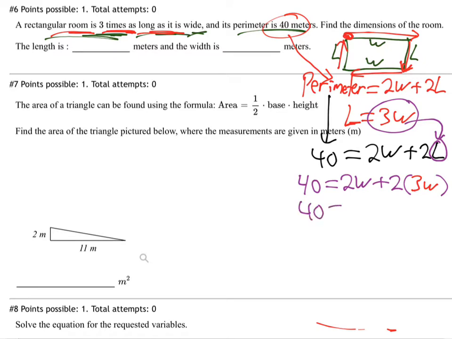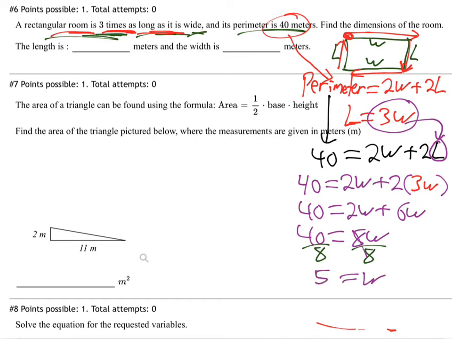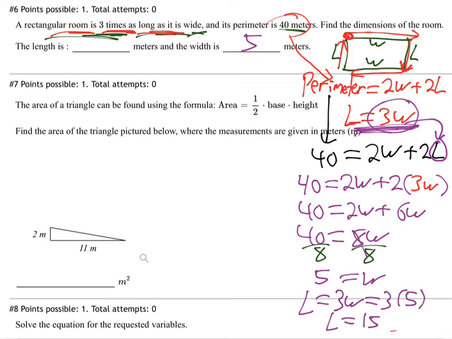So that means 40 equals 2W plus 6W, right? 2 times 3. And that means 8W. Last step to get W alone, divide by the 8. W is 5. So the width is 5. Do they want the width? Yeah, they do here. 5. How do we get the length? Multiply by 3. Remember we had length is 3 times the width? So the length, 3W, 3 times 5, the length must be 15.